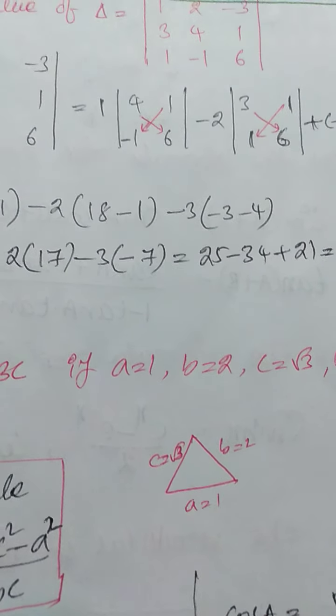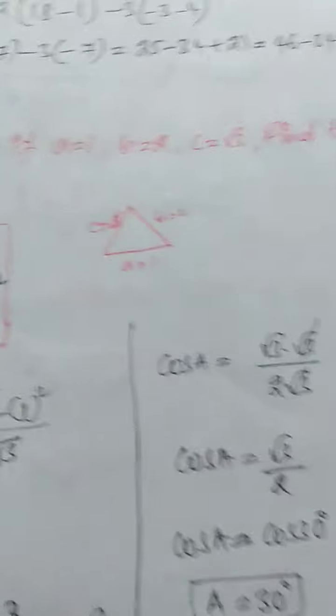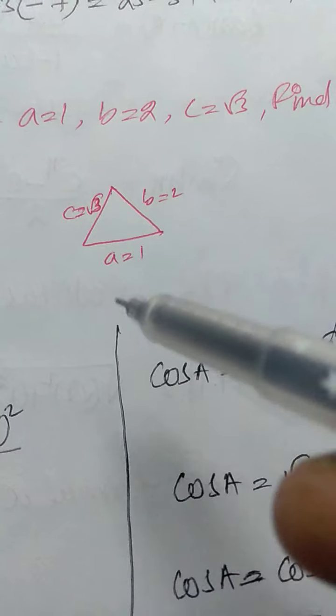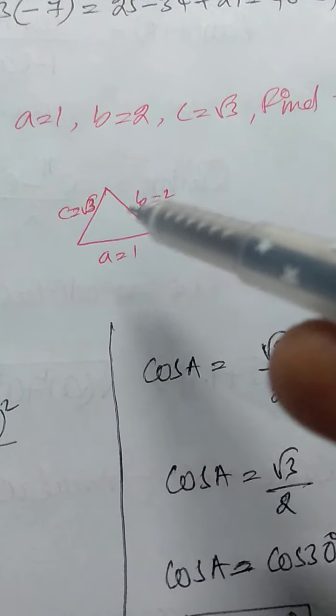Next, discuss another question. In any triangle ABC, a is equal to 1, b is equal to 2, c is equal to root 3. Find the value of angle A. In triangle ABC, these are the sides a, b, c. We have to find the value of angle A.